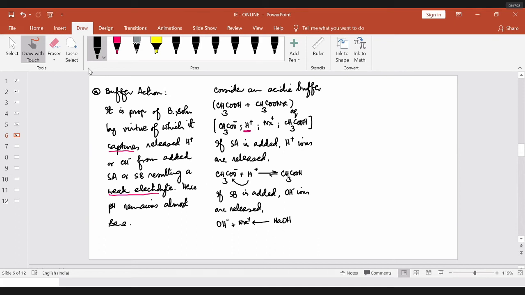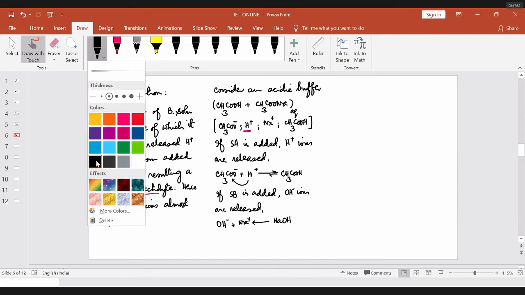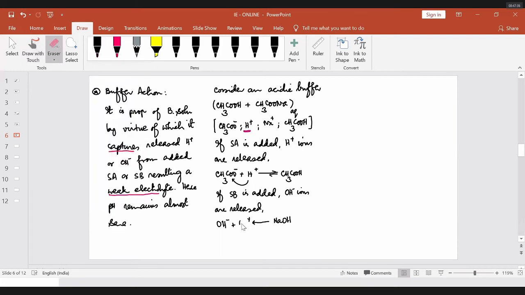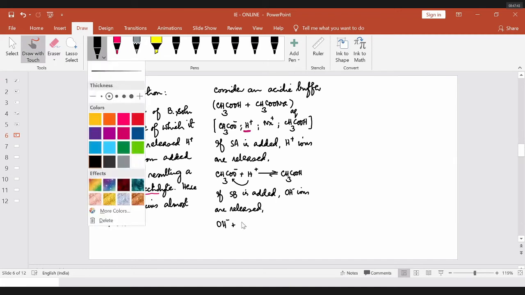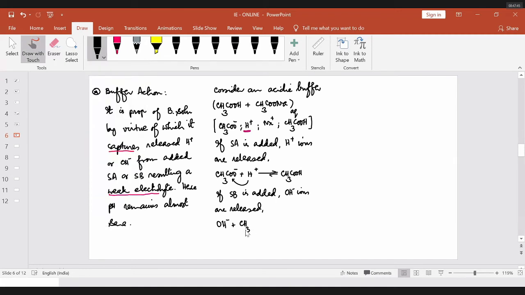Therefore, remember that this is not correct. We should not have formation of strong electrolyte. That means whenever you are having buffer solution, it should capture the released OH- ion, and there must be formation of weak electrolyte. Who is going to capture? Acetic acid. Acetic acid will capture.